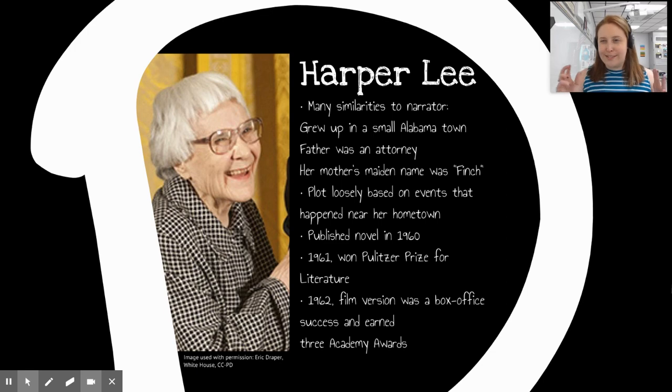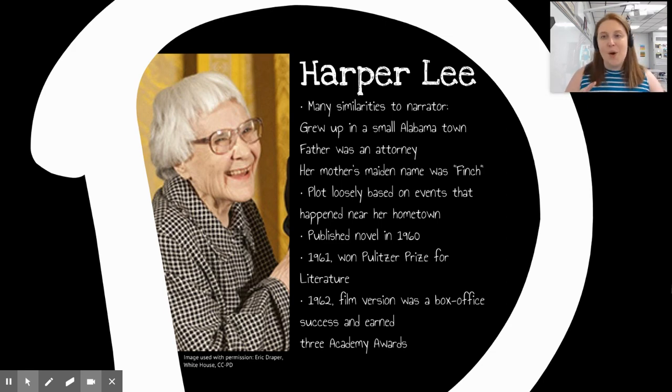She published this book in 1960, right around that civil rights era time. It won the Pulitzer Prize for Literature. And then in 1962, the film version came out and it won 3 Academy Awards. And guys, it is fantastic. So well written, so good.